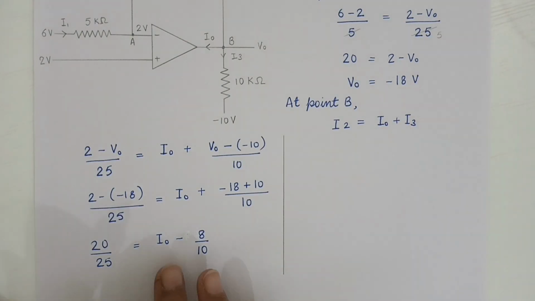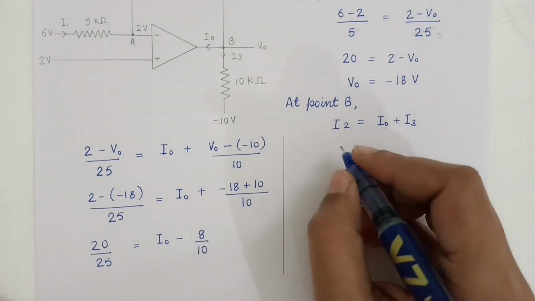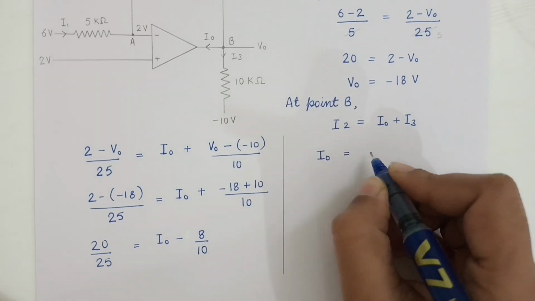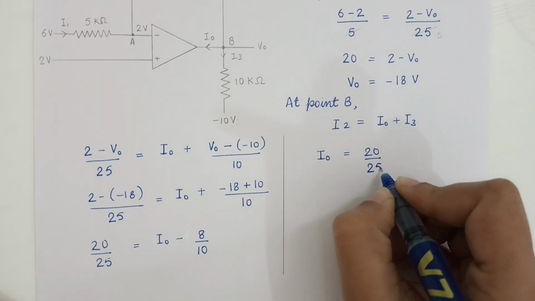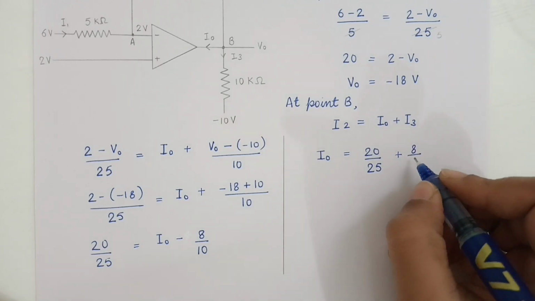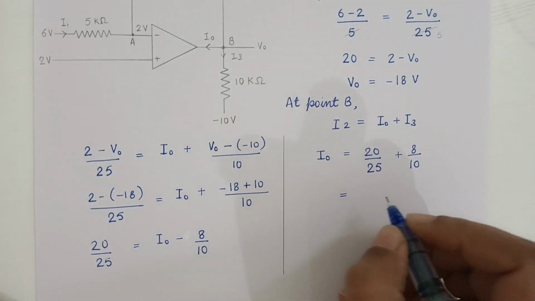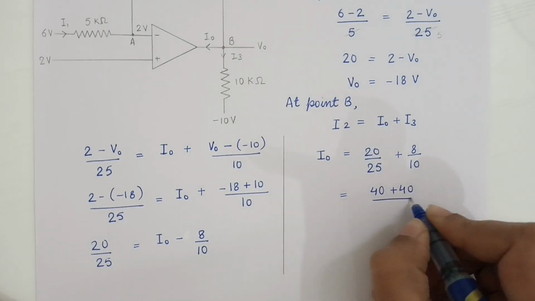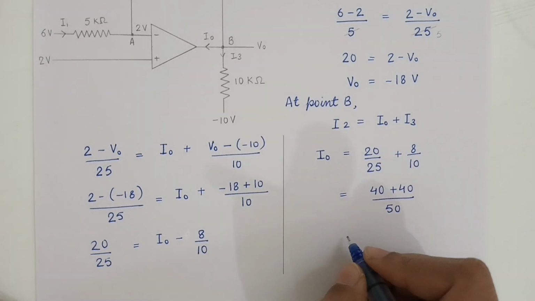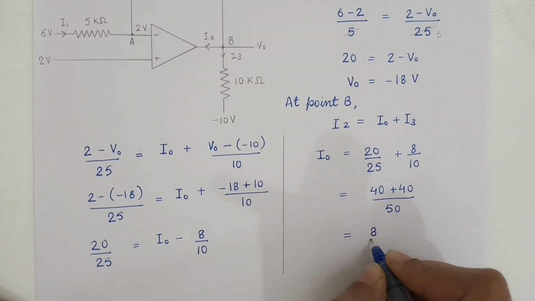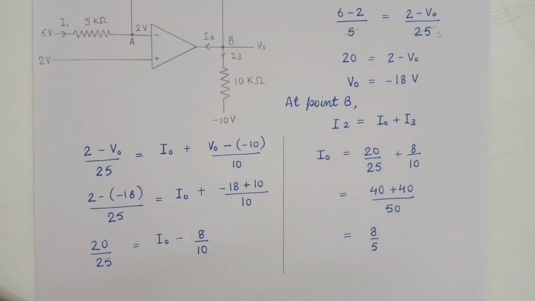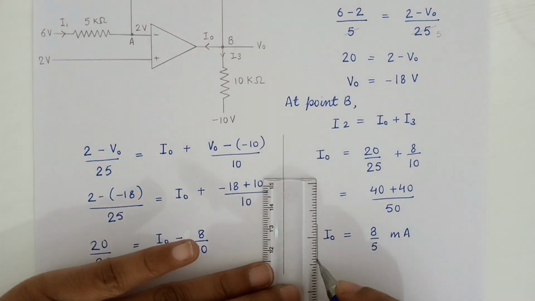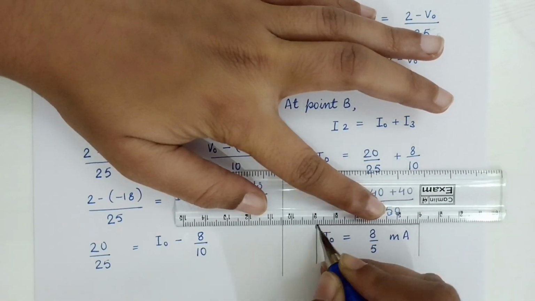Solving further, taking this numerical value to the opposite side, we will get I0 is equals to 20 by 25 plus 8 by 10. So, taking LCM, we will get 40 plus 40 divided by 50. And this is equals to 8 by 5. So, this is the value of I0, that is milliampere. So, here we get the value of I0, that is 8 by 5.